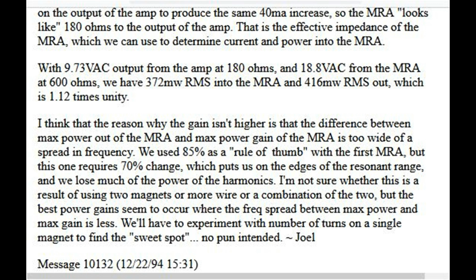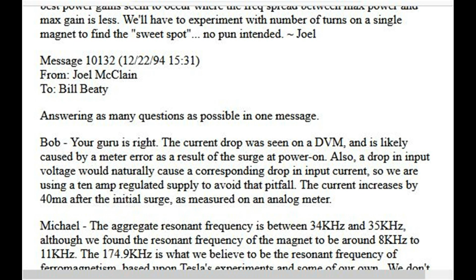I'm not sure whether this is a result of using two magnets or more wire or a combination of the two, but the best power gains seem to occur where the frequency spread between max power and max gain is less. We'll have to experiment with number of turns on a single magnet to find the sweet spot, no pun intended. Joel. Message 10132, December 22, 94, 1531.